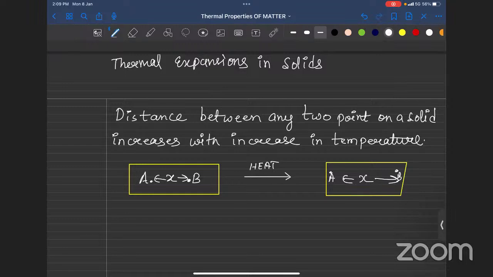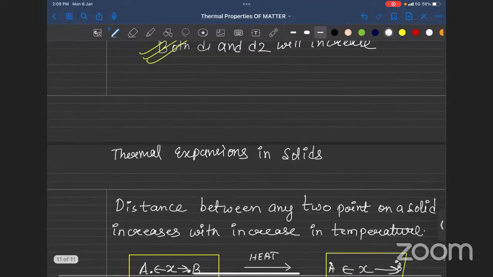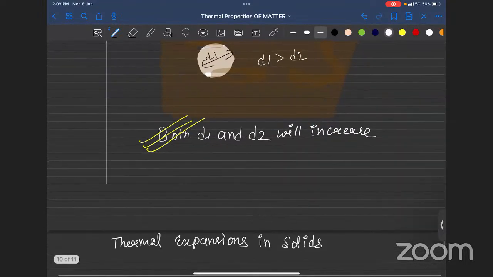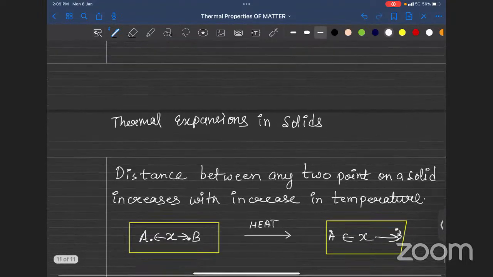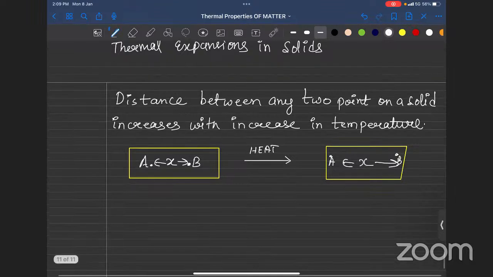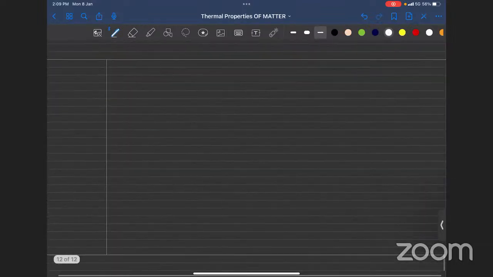Just on the previous slide, we have seen that the diameters of the two holes increase individually, which gives us the hint of thermal expansion or metal expansion. So the same will be applied for this too. Now based on this, I'll be asking you a simple question again. Yeah, we have already solved that question.